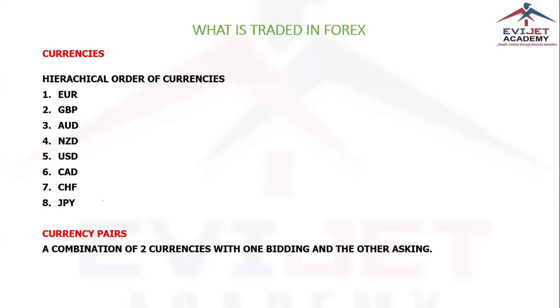One bidding and the other asking. So one is the one saying, I'm selling at this price, while the second one is saying, no, let me buy at this price. So that is bidding and asking. Okay?